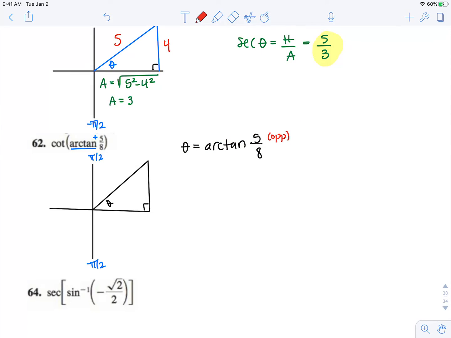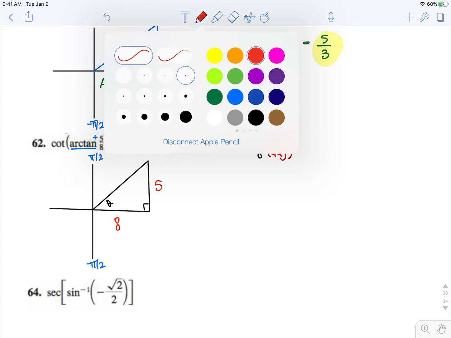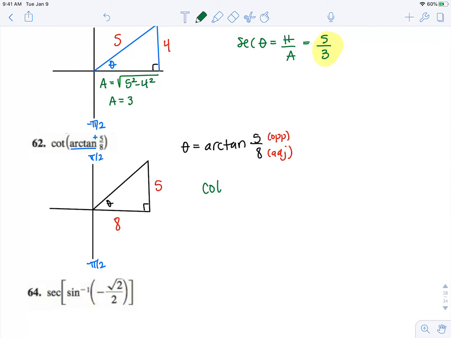Tangent is my opposite over adjacent. So that means opposite is 5, adjacent is 8. I am looking for cotangent theta, which is adjacent over opposite, which I already have in my picture, 8 over 5.